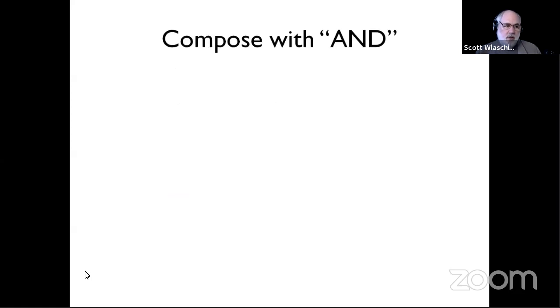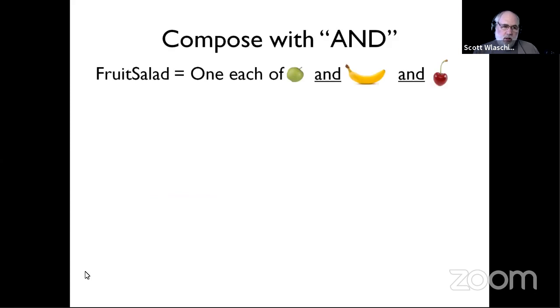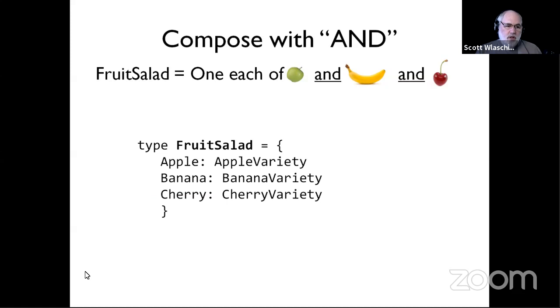Start with "and". So if I want to model a fruit salad, this is a pretty bad model, but let's say I want to model a fruit salad. I need one apple and a banana and some cherries. So in F#, we'd write it like this. A fruit salad is an apple and a banana and a cherry. So I'm using the word "and".